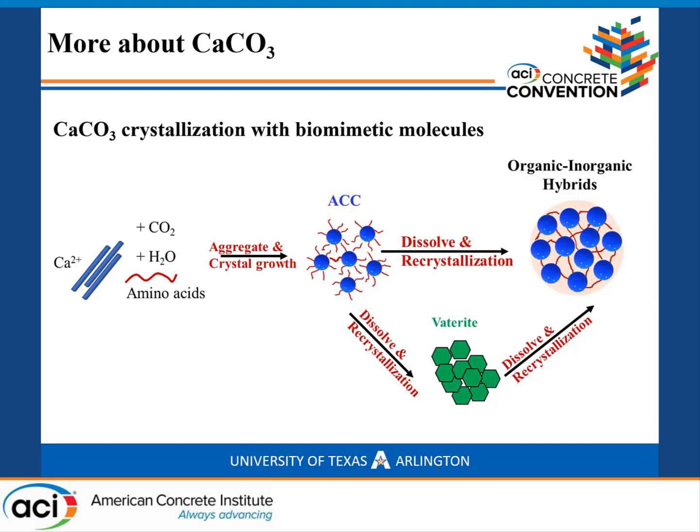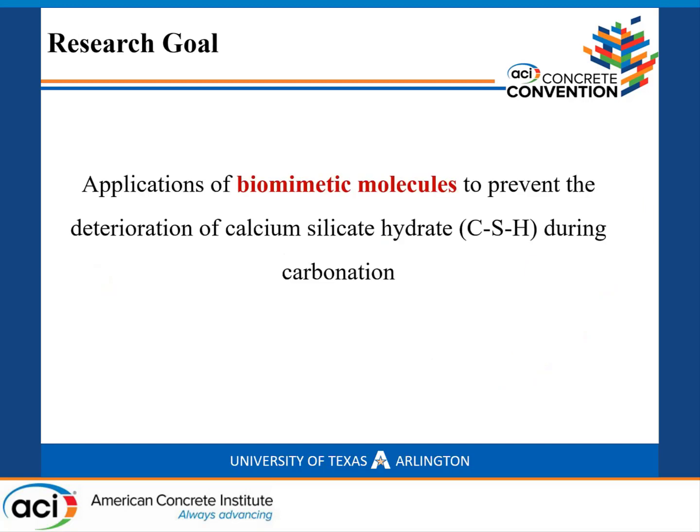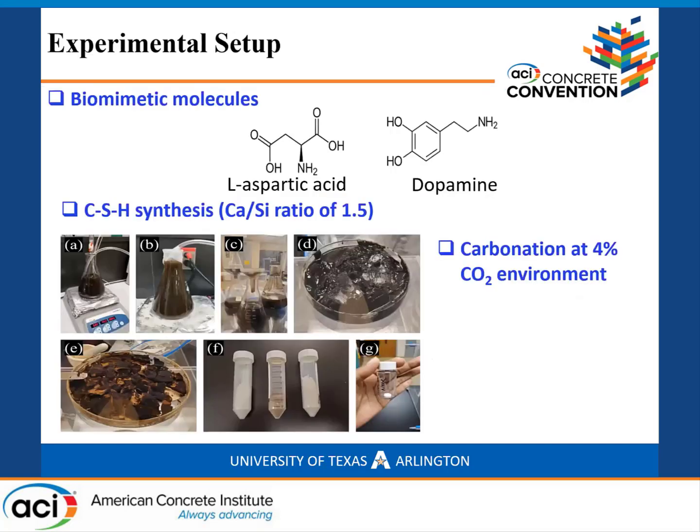Whether it will stabilize ACC or vaterite depends on what type of molecule we are going to use. So here is our simplified research goal. We will use certain biomimetic molecules to modify our CSH and to improve its resistance to carbonation. This is purely experimental work. So these are the molecules we are going to use. We have used L-Aspartic acid and polydopamine.